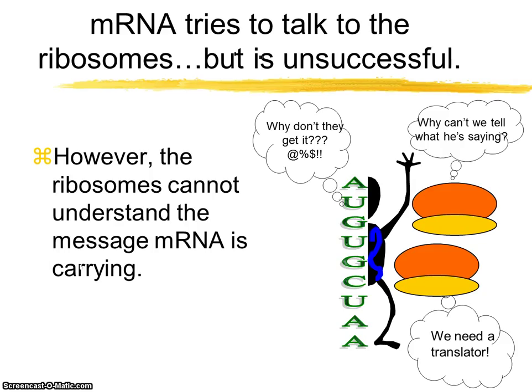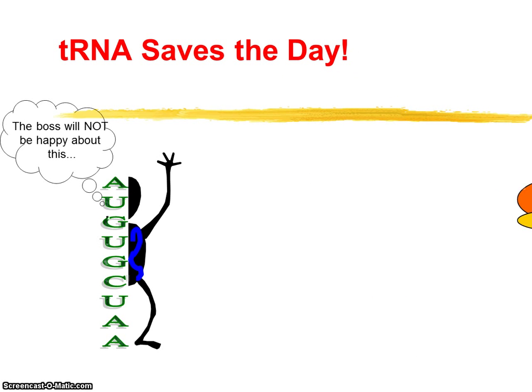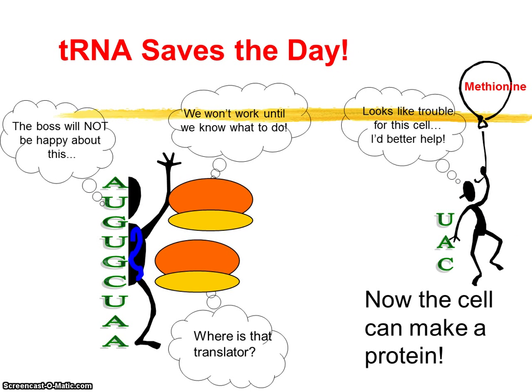That's where the translator or the tRNA is going to come into play. Okay, because the right information is there, they just can't understand each other. They need that translator. So tRNA is going to be the one that comes in and it can read those codons on the messenger RNA and translate it into the right amino acids that the RNA needs to build that protein.